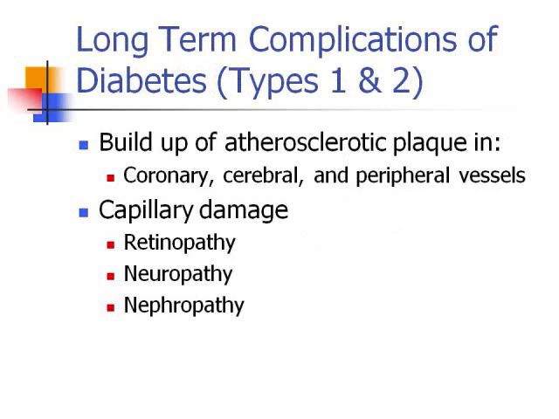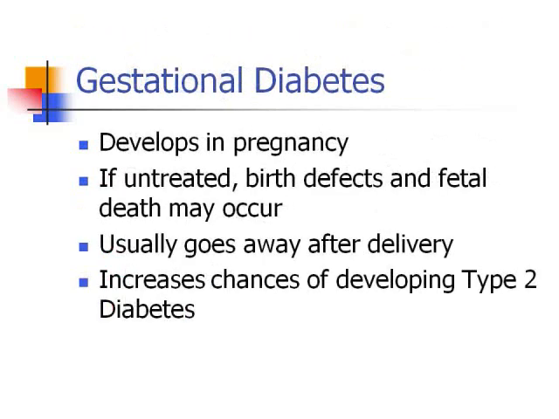Long-term complications for both types of diabetes: we've got a buildup of atherosclerotic plaque in the coronary, cerebral, and peripheral vessels. That means the blood can't get through quite as well, so we have decreased blood flow to some areas of the body. We also have, with diabetes, capillary damage. We typically see that as retinopathy, damage in the eyes; neuropathy, damage within the nervous system, quite often seen peripherally; and nephropathy, or kidney damage.